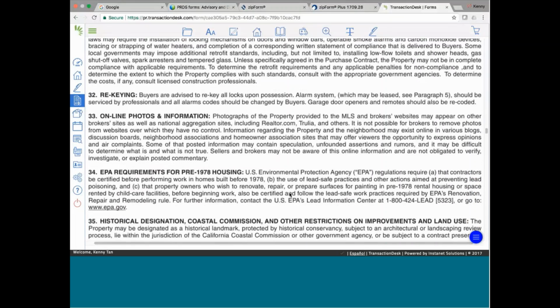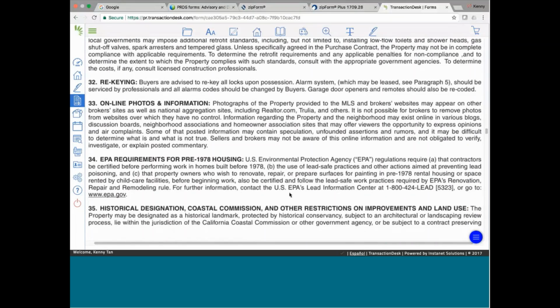And online photos and information. This is to warn the buyer that the online photos are for marketing purposes. Whatever you see online may not reflect what the property actually looks like.